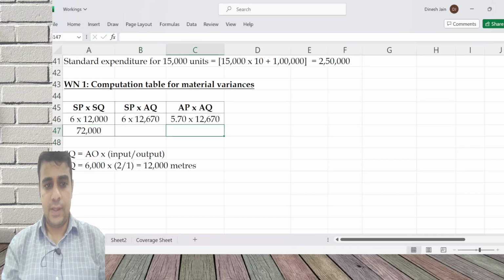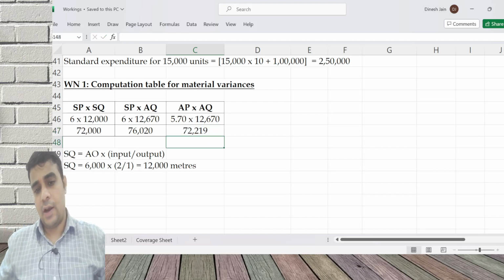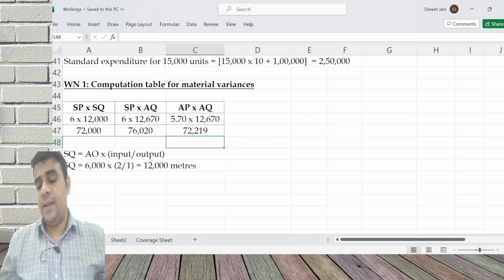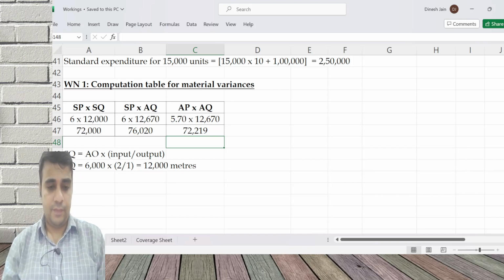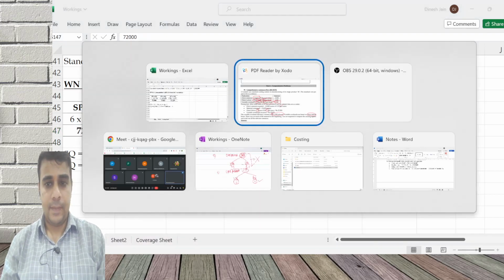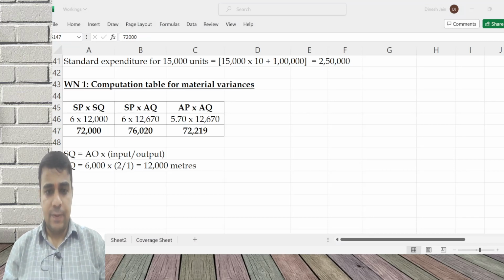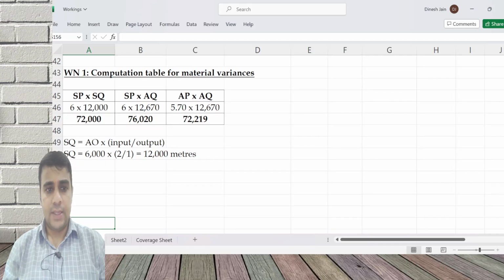According to me, this table is over. Calculation of material variances is something you can spend time on at home after the class, outside the class hours. The computation table for material variances is done. Sometimes you will get stuck at a few tables. What to do, you'll understand.